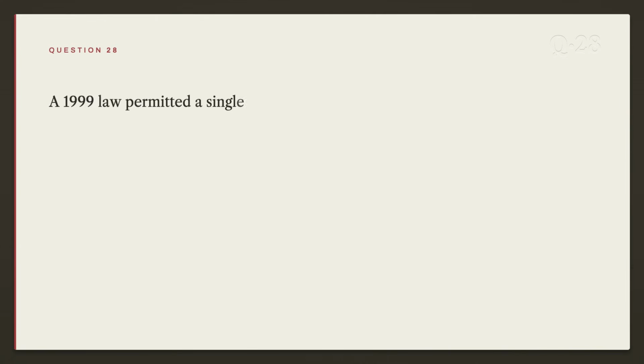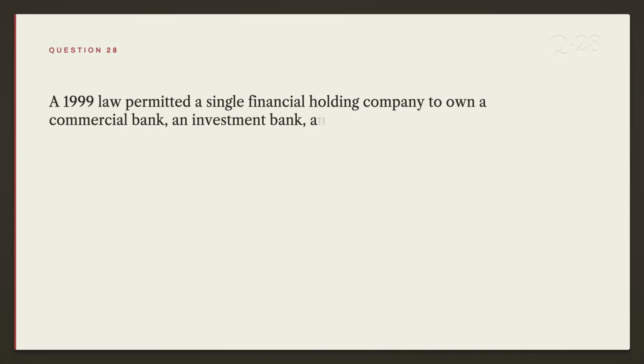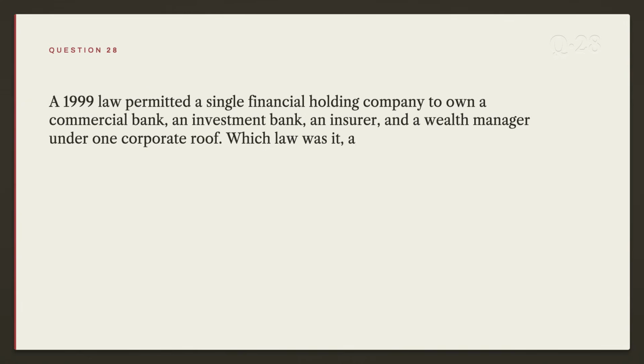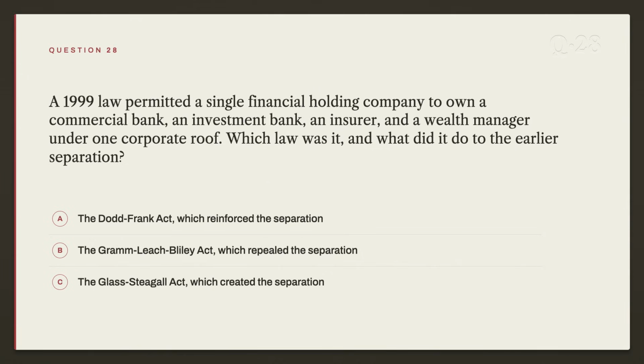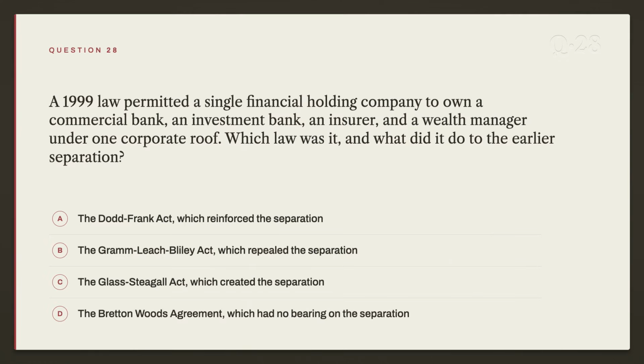Question 28. A 1999 law permitted a single financial holding company to own a commercial bank, an investment bank, an insurer, and a wealth manager under one corporate roof. Which law was it, and what did it do to the earlier separation? Your options are A. The Dodd-Frank Act, which reinforced the separation. B. The Gramm-Leach-Bliley Act, which repealed the separation. C. The Glass-Steagall Act, which created the separation. D. The Bretton Woods Agreement, which had no bearing on the separation. What's your answer? Commit to one before I continue.